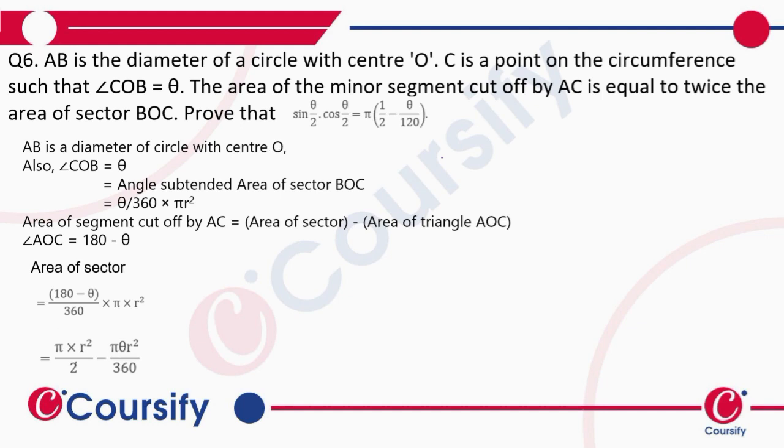So, first we find the area of the sector, which came out to be pi r square by 2 minus pi into theta r square by 360 degree.